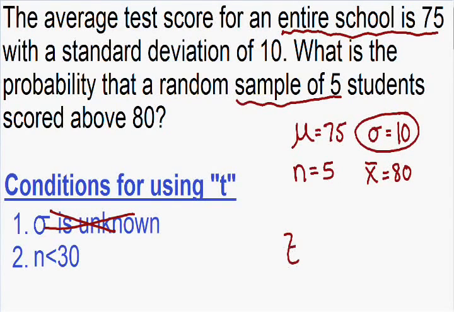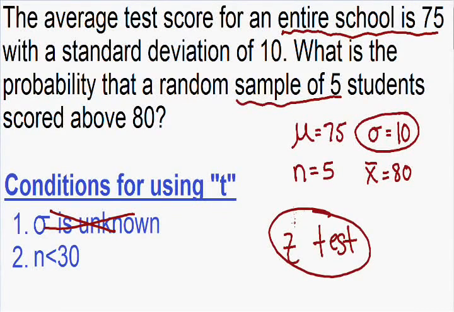So for this example, we would use a z-test, and our formula for z is equal to the average of the sample minus the average of the population, all divided by the population standard deviation divided by the square root of the sample size. And I'm not going to go over this example anymore, because the point of this video is I just want you to know whether you should use a z-test or a t-test.